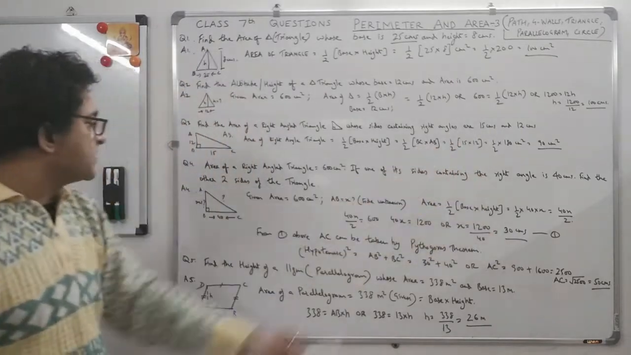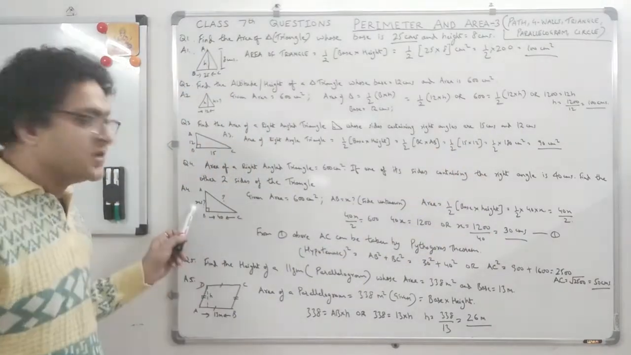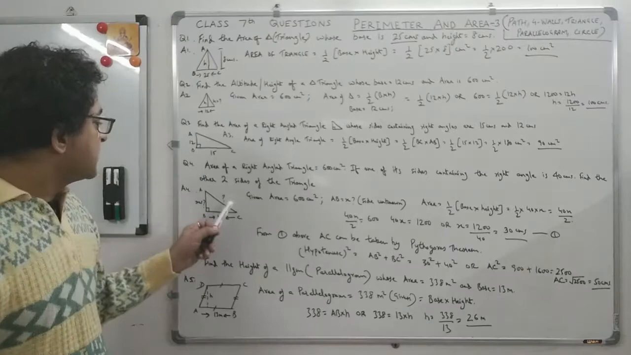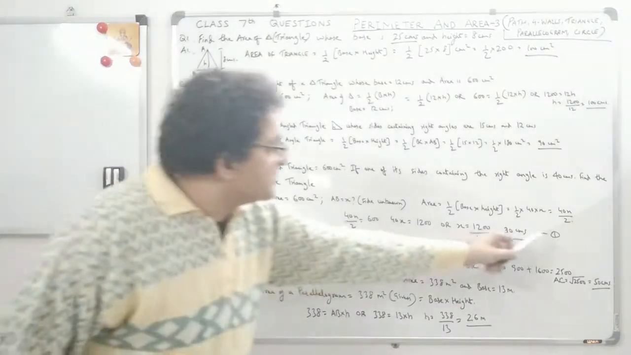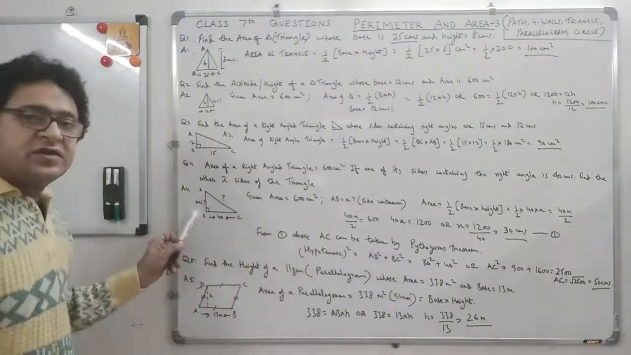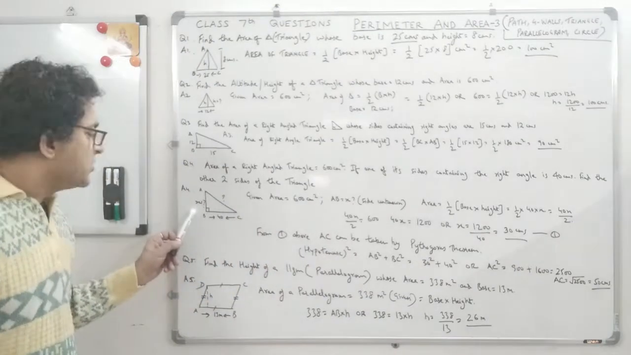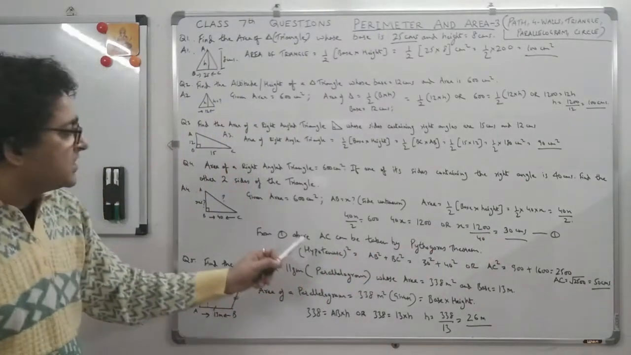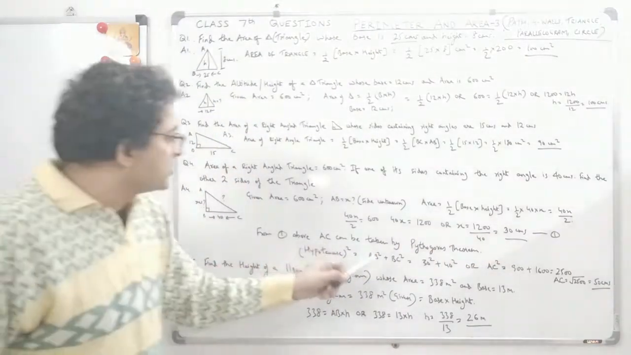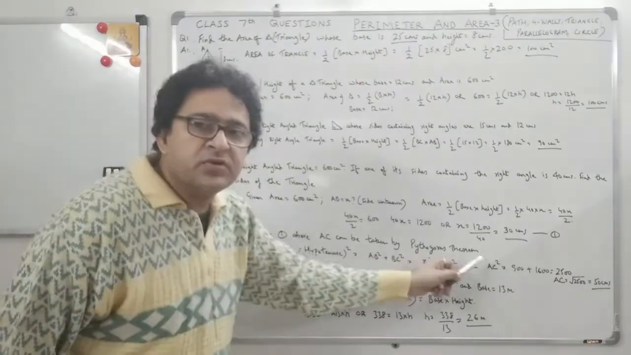This is the first part of the question which we have taken. X is equal to 30. Now we know this is the hypotenuse. So from part one, this is 30 centimeters, which is x, which we have calculated. So from the above, which is 30 centimeters, AC can be taken. AC is the hypotenuse. AC can be taken by Pythagoras theorem.